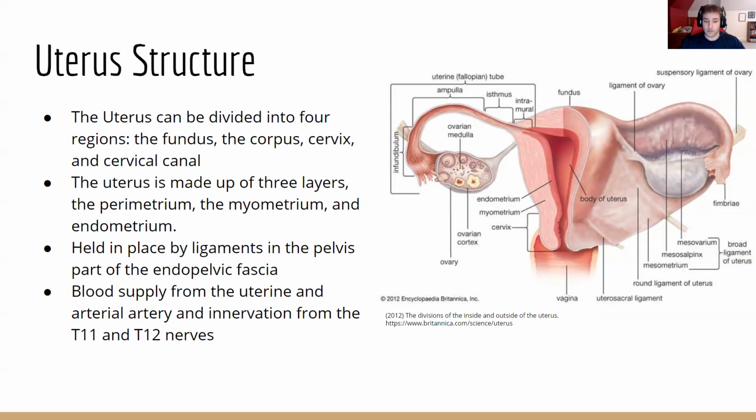Next, the uterus is made up of three layers. Firstly, on the outside of the uterus is the perimetrium. The perimetrium is a membrane made up of fat and connective tissue. Its main function is to help connect the uterus to other tissues in the pelvis.